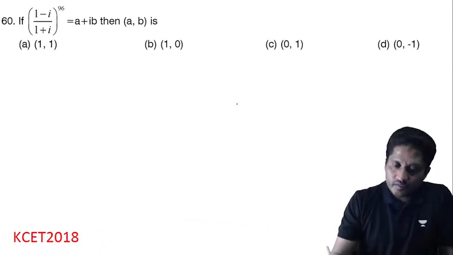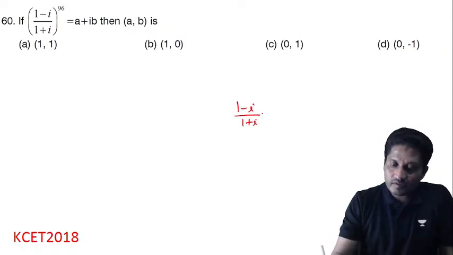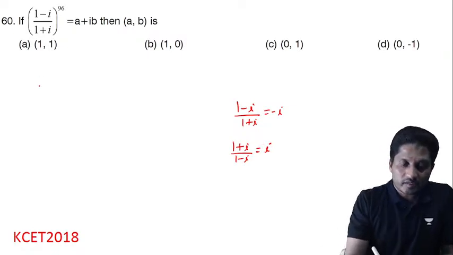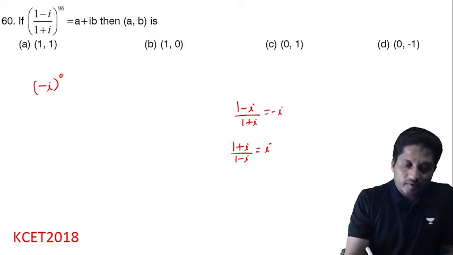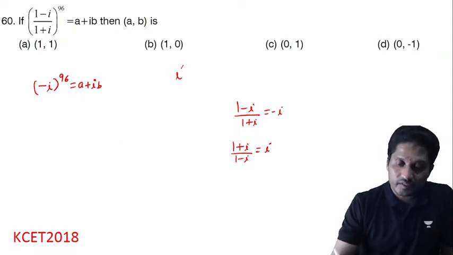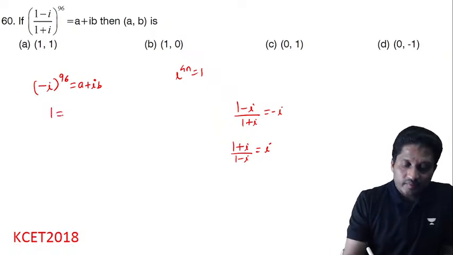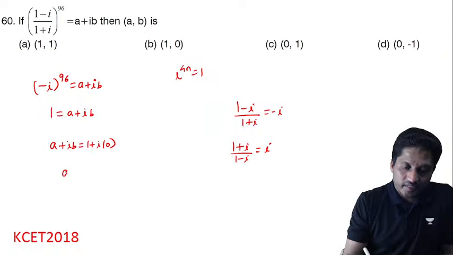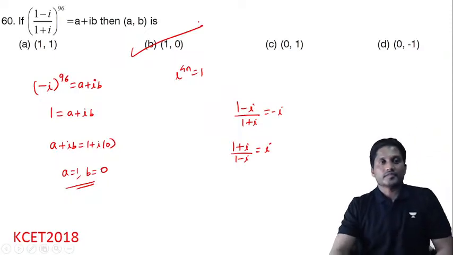Okay, we have done this before as well. 1 minus i by 1 plus i is equal to minus i. Similarly, 1 plus i by 1 minus i is equal to plus i. You can prove it by multiplying and dividing by the conjugate in the denominator. Minus i whole to the power of 96 is equal to a plus ib. Minus i to the power of 96 is plus i to the power of 96. i to the power of a multiple of 4 is always 1. 1 is equal to a plus ib, can be written as a plus ib equal to 1 plus i into 0. To equate the real part, a is equal to 1. Equate imaginary part, b is equal to 0. Point is 1 comma 0. Right?